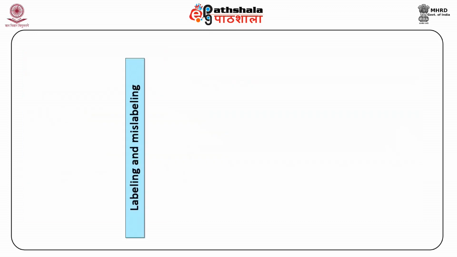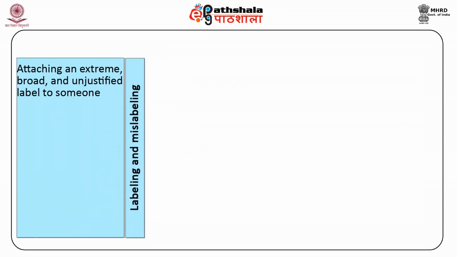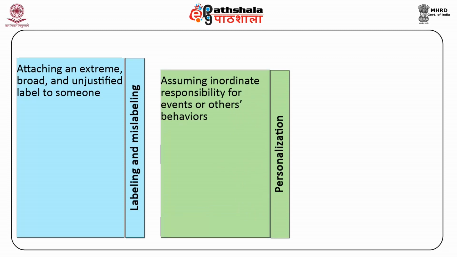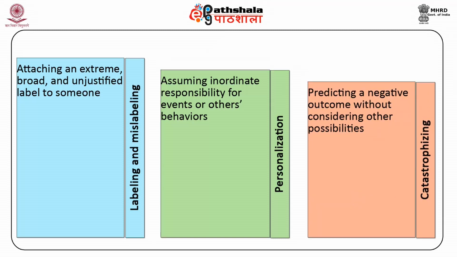Labeling and mislabeling. Attaching an extreme, broad and unjustified label to someone. Kailash is a hopeless criminal. Personalization. Assuming inordinate responsibility for events or others' behaviors. My son and I had an argument 3 days before the school break-in. If I hadn't yelled at him, this probably never would have happened. Catastrophizing. Predicting a negative outcome without considering other possibilities. I just know Kailash will be sent to prison for this.